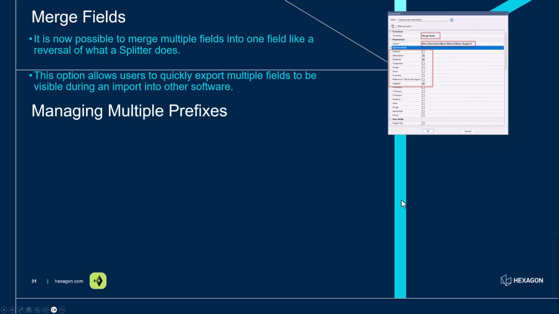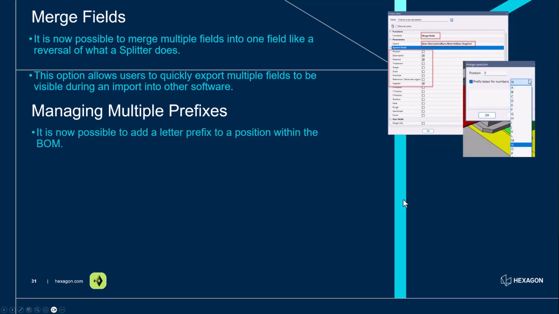And now to managing multiple prefixes. It is now possible to add a letter prefix for a position number within the bill of material.